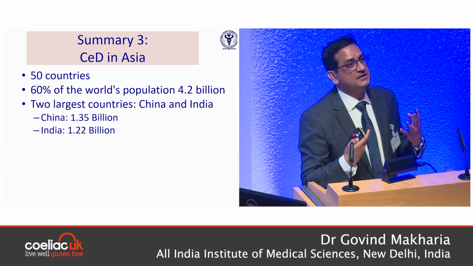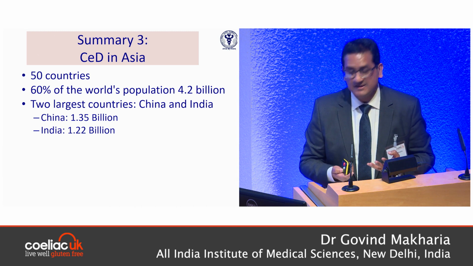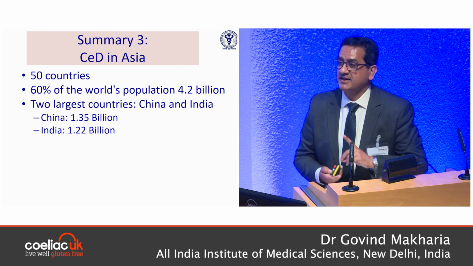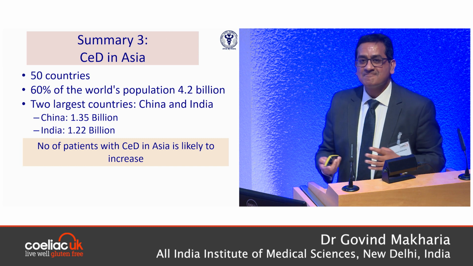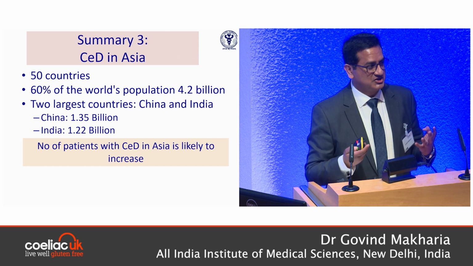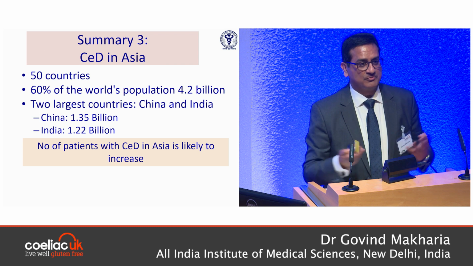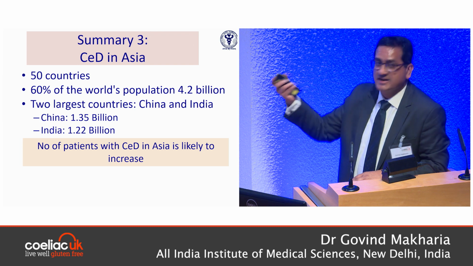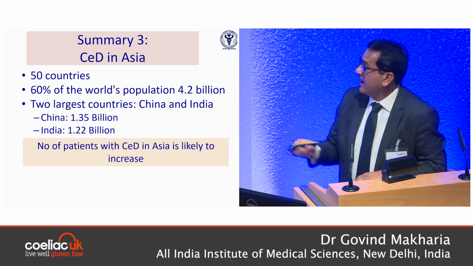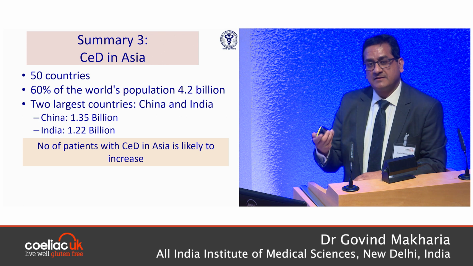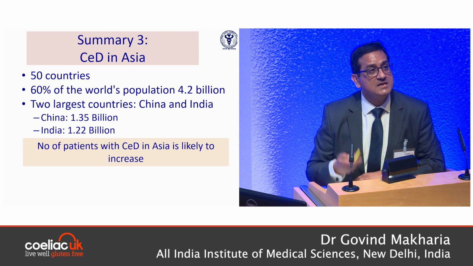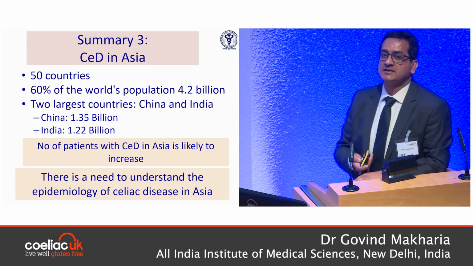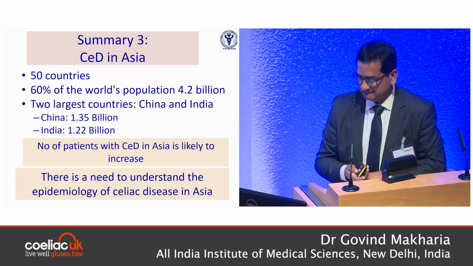So looking at Asia in total: 50 countries, 60% of the world population, 4.2 billion. And two largest countries, China and India. If you combine them together, the number of celiac patients in China and India could be equal to celiac disease all around the world. But again, celiac disease in China is still to be recognized. And we expect that in the coming decade, the number of celiac patients in Asia will increase markedly. We need to understand the epidemiology of celiac disease in Asia.